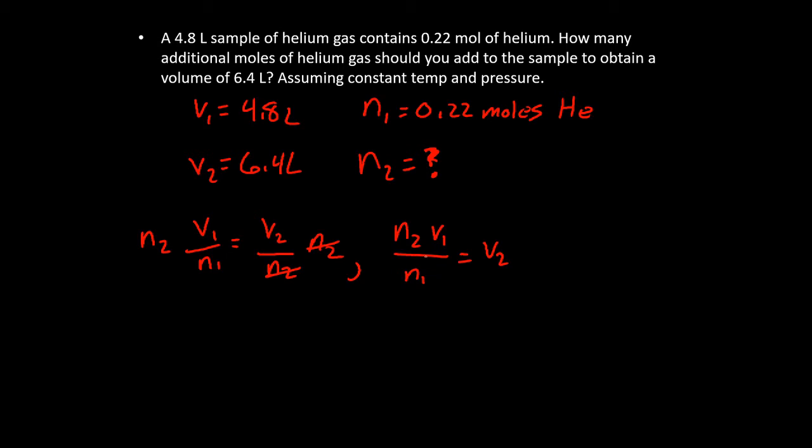But we want N2 by itself, so what we're going to do there is multiply both sides by N1 over V1. And so that will cancel those, leaving us with just N2 over there. And so we will have N2 is equal to V2 times N1 over V1.